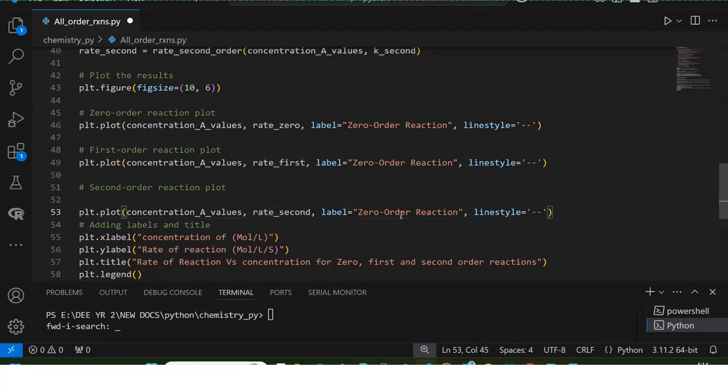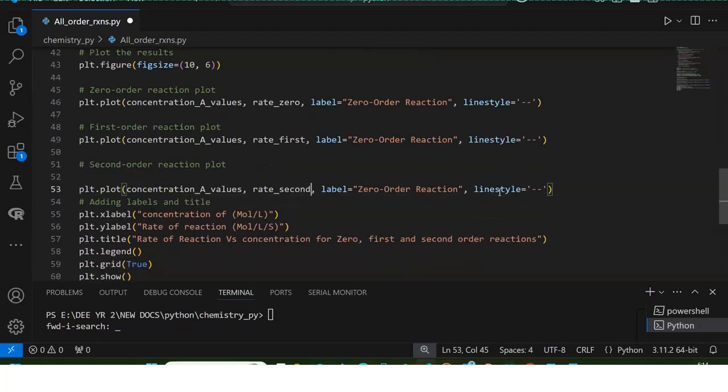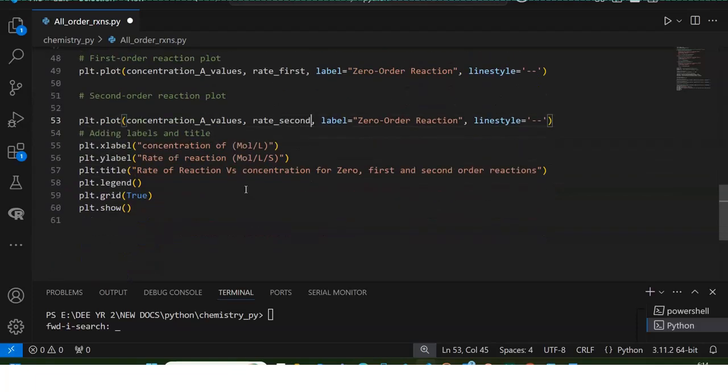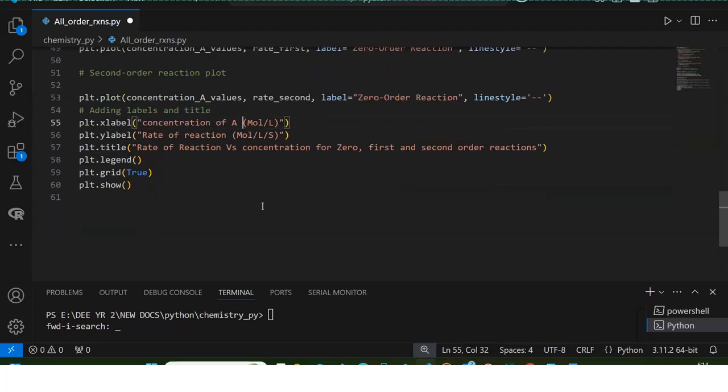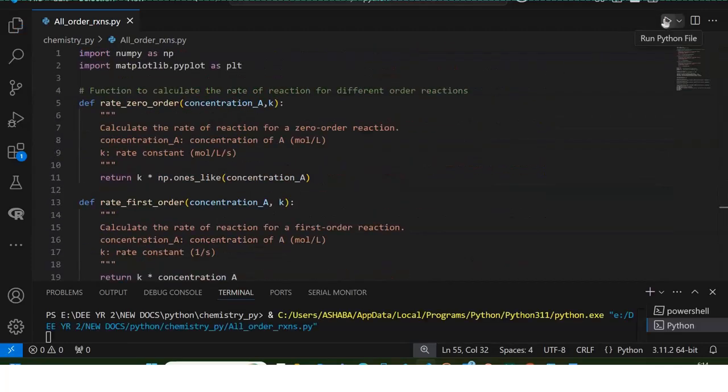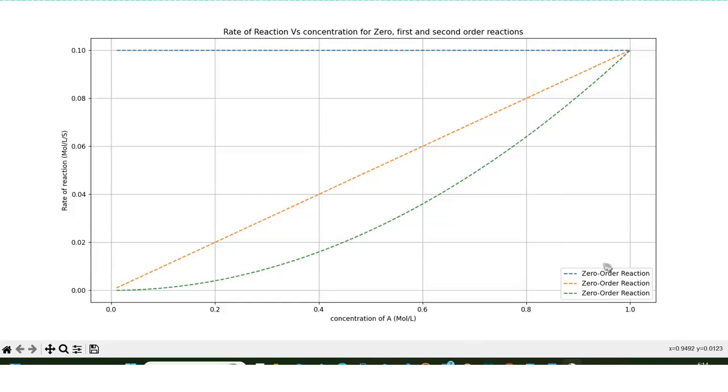Once we are done with those, because if they are not there, then you'll have an empty plot. But since we have defined the plotting for each and every rate, the zero, first and second, here it is okay. This is concentration of A. So we can go ahead and plot this. So let's run this. Let's look at the output. So ladies and gentlemen, this is the output.